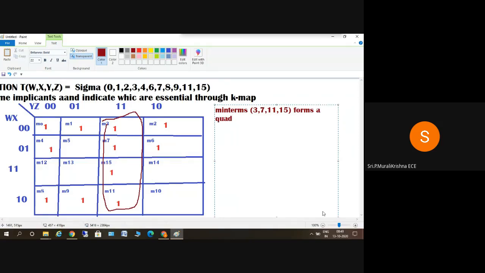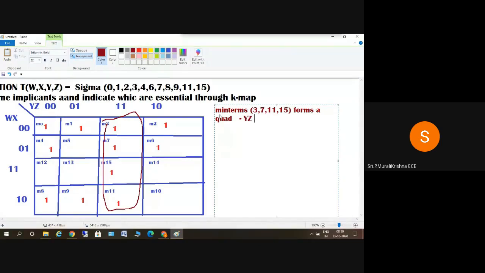Okay, it forms a quad, right? So what is the product term there? What is the row term? All the rows are covered here. So what is the column term? The column term is this one, YZ.